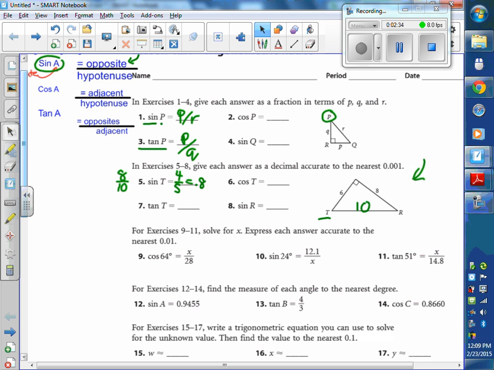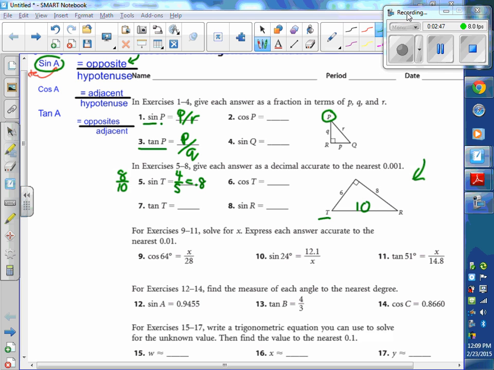Does that make sense? So if I wanted the cosine of t, I would have to use the adjacent side instead of the opposite, because cosine's ratio uses adjacent. So if I want the cosine of t, I'm now using adjacent and hypotenuse. So it's 6/10.